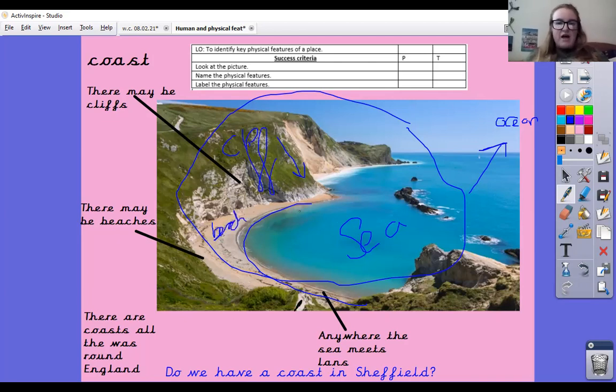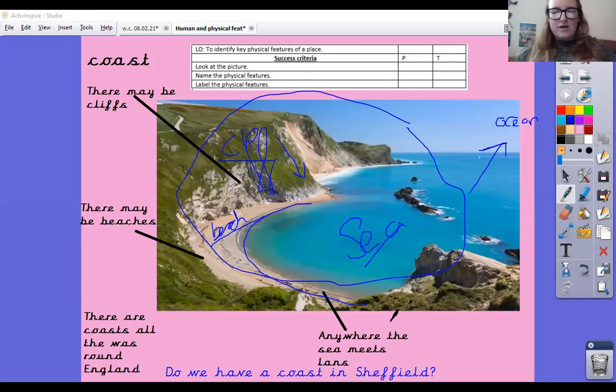And all together, this makes my coast. So the coast is the word we use to describe the whole picture. The coast is the whole picture, and then we might use words like cliff, beach, sea to describe elements of the coast. So we know that there may be cliffs, there may be beaches. We have coast all the way around England because England is surrounded by the sea, so all together this is the coast.